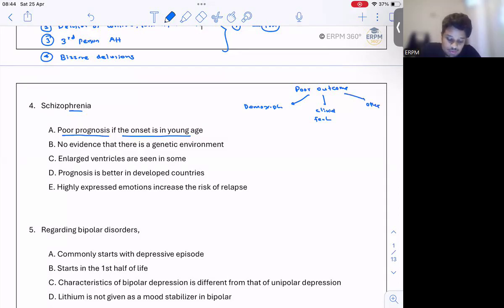So what are these demographic factors? Being male, single, young age of onset, then family history.